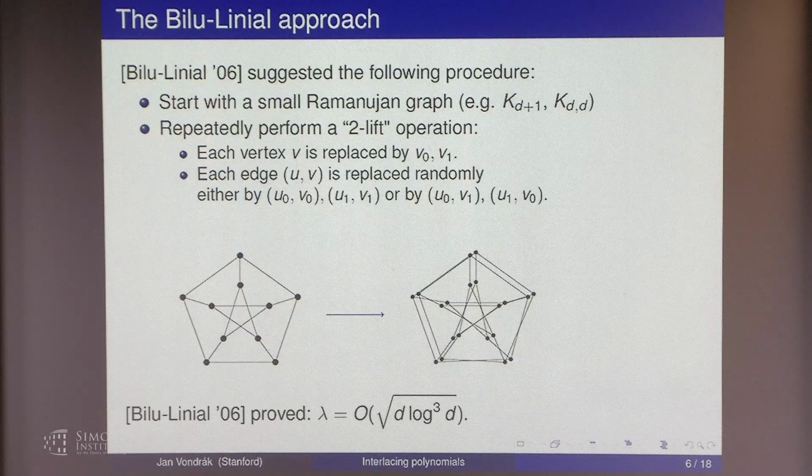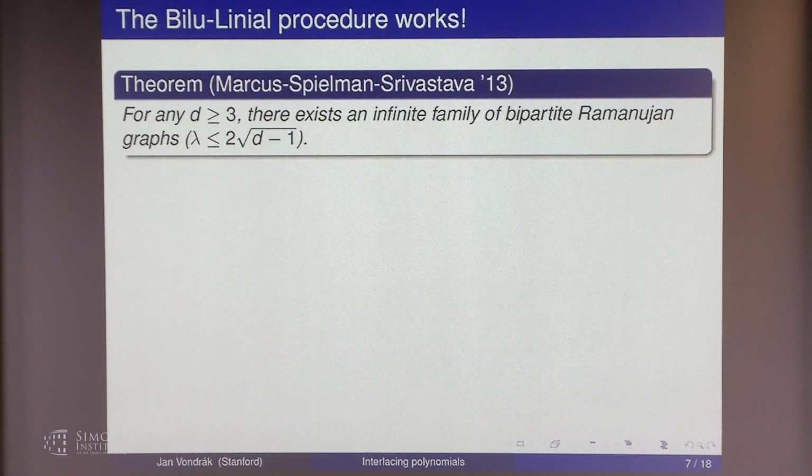This was the state of the art until Marcus, Spielman, and Srivastava designed a beautiful proof that this actually works perfectly in the bipartite case. So if you start with bipartite Ramanujan graphs, you always have these eigenvalues d and minus d. They stay there. But all the other eigenvalues are going to be bounded in absolute value by 2 square root d minus 1, which is the best possible bound. And you get an infinite family of graphs like this. So a beautiful result.